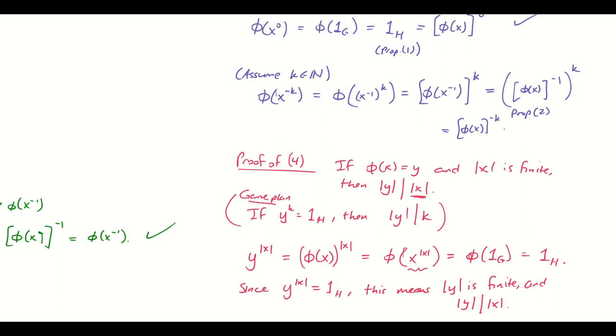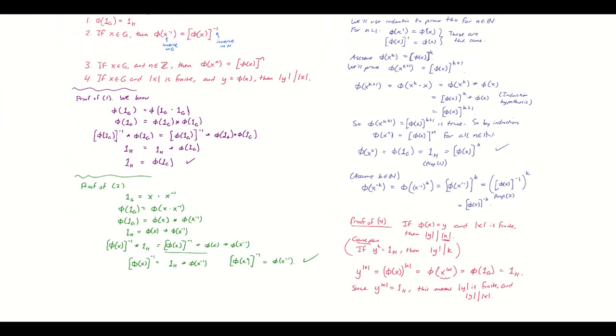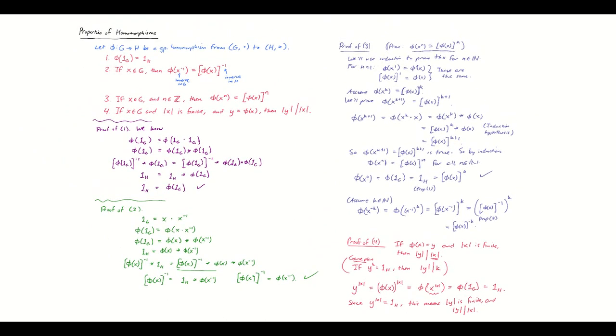Okay, so what do we have here? We got 4 beautiful properties of homomorphisms, all of which are going to be useful in determining whether a homomorphism with given properties can exist.